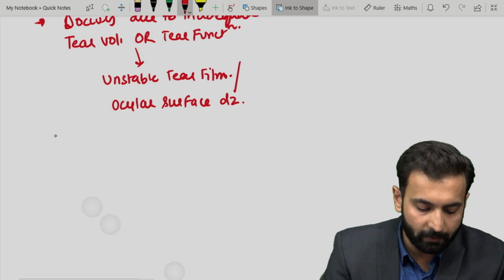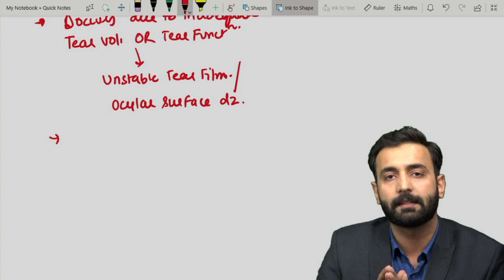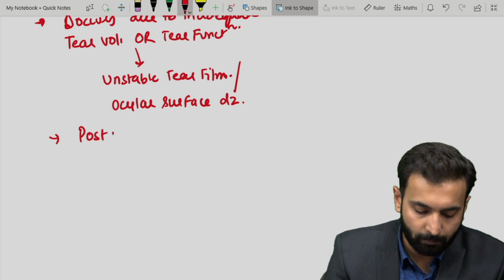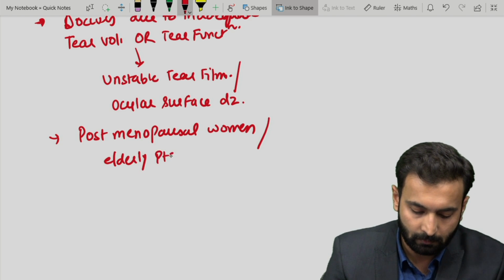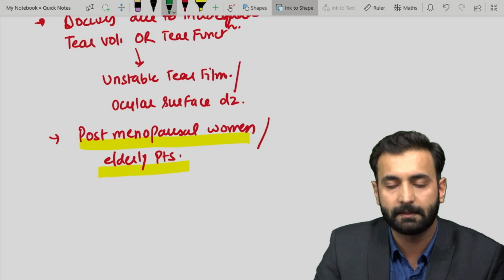Please note down, it is a very common condition and it is very commonly seen in postmenopausal women and elderly patients.